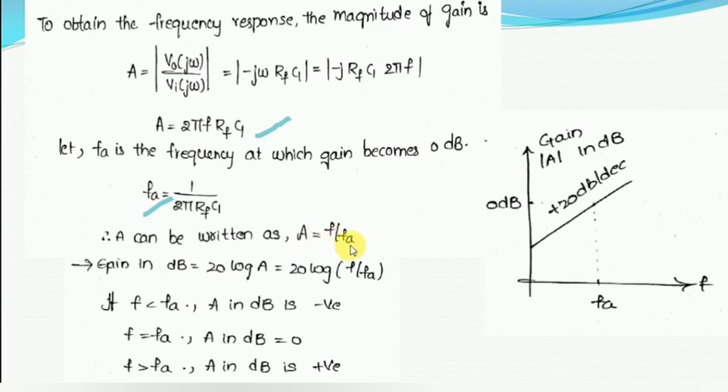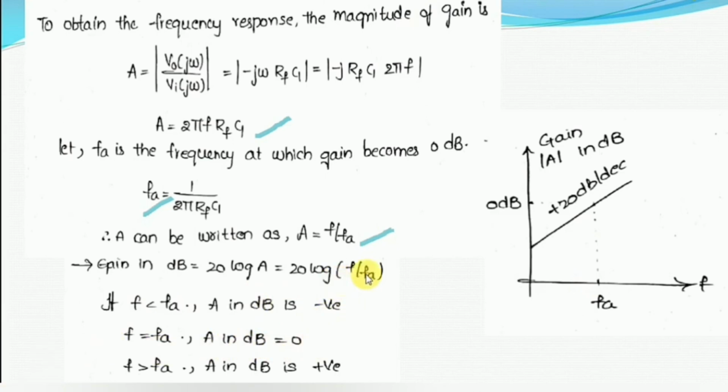If you convert this equation in terms of dB, then we can write the gain in dB expression as 20 log A, that is 20 log of f by Fa. So we know that if the denominator term is higher than the numerator term, then the gain value will be negative, and log 1 will be 0, and if the numerator term is greater than the denominator term, the log value will be positive. So if you consider this equation, at f less than Fa, the gain value will be negative. At f is equal to Fa, the gain in dB is 0.